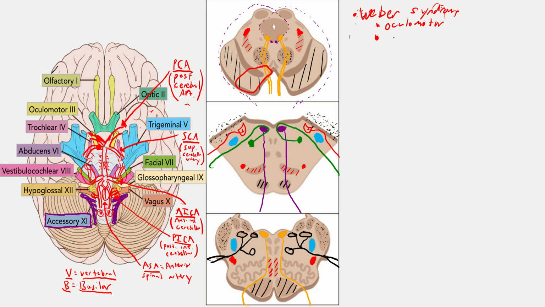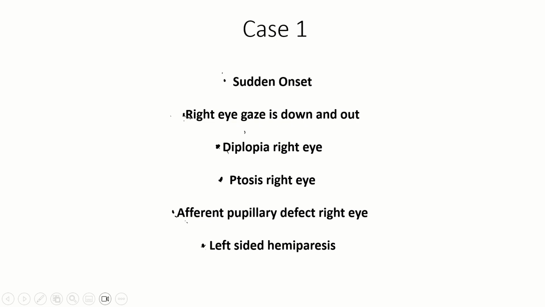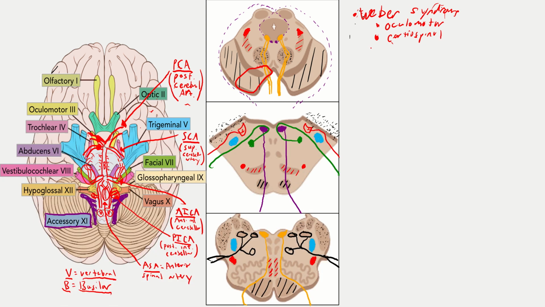But at the same time, you're also hitting the corticospinal tract, so you get that contralateral weakness to the body. So this patient also has left-sided hemiparesis, because the stroke's on the right, and it's hitting this descending corticospinal tract. That's Weber syndrome. There are some other syndromes that happen in this area.